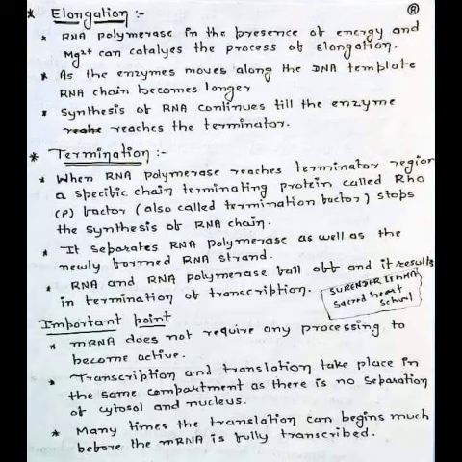Transcription and translation take place in the same compartment, as there is no separation of cytosol and nucleus. Many times the translation can begin much before the messenger RNA is fully transcribed. So these were the important points, because as we know, in prokaryotes there is no nucleus, so there is no distinction between the nucleus and the cytoplasm. That's why the whole process takes place in the cytosol, right? So these were important points.